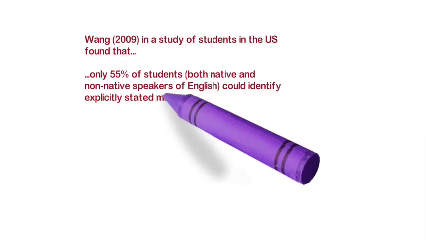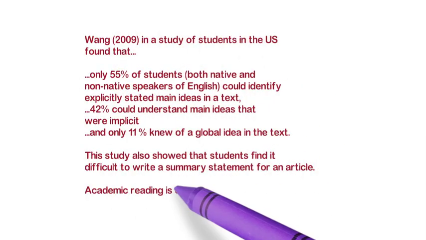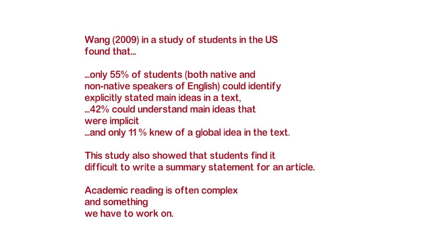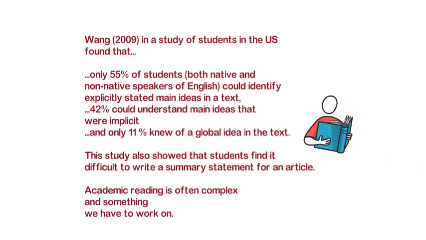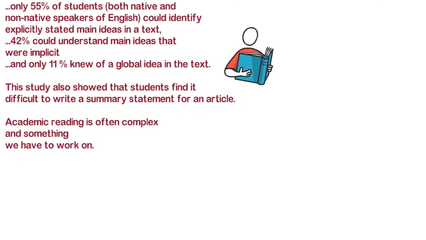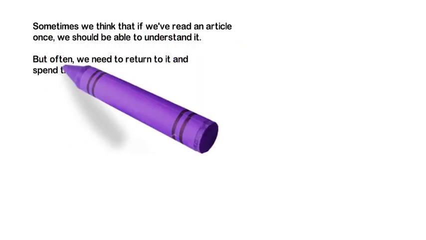So Wang, in a study of students in 2009 in the US, found that only 55% of students, both native and non-native speakers of English, could identify explicitly stated main ideas in a text. 42% could understand main ideas that were implicit, and only 11% knew a global idea in the text. The study also showed that students found it difficult to write a summary statement. And this indicates that academic reading is often complex and something we have to work on.